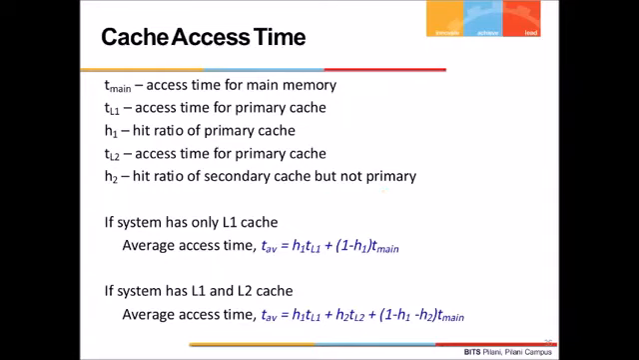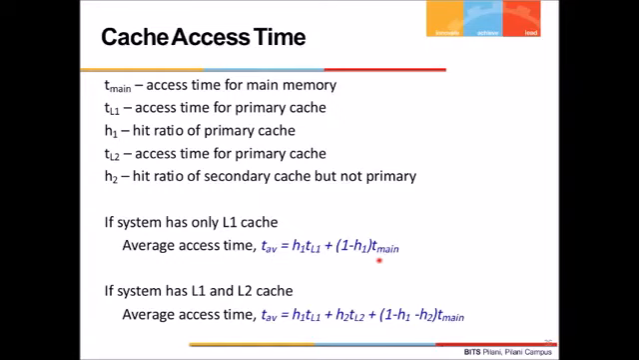So if the system has only L1 cache, the average access time is nothing but H1 into TL1 plus 1 minus H1 into T main, because 1 minus H1 is the ratio of miss, right? So L1 cache miss is 1 minus H1. That is the percentage of time it has to access the main memory. So average access time will be H1 into TL1 plus 1 minus H1 into T main.